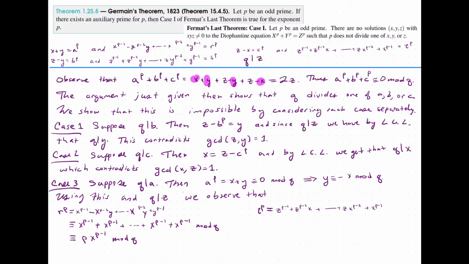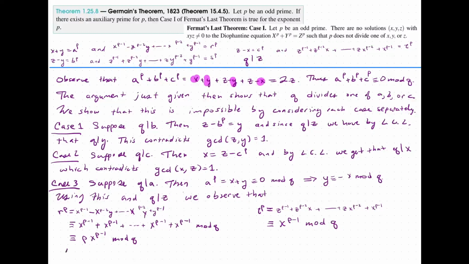Now let's look at t to the p. T to the p is going to be this here, but we are assuming that q divides z. So upon reducing modulo q, this is 0, that is 0, everything in between is 0, and we're just left with x to the p minus 1. And so we get this here. But now t to the p is congruent to x to the p minus 1 modulo q.